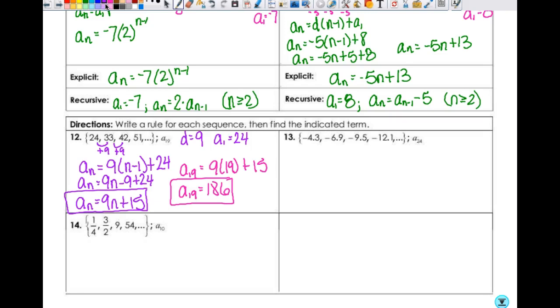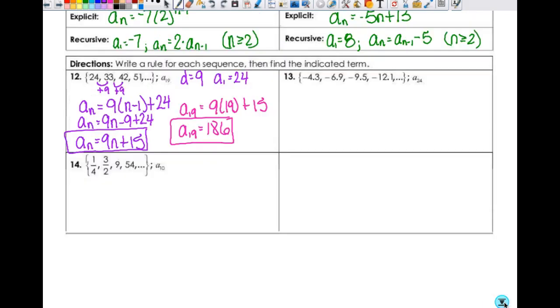Okay, number 13. We have to figure out again if it is arithmetic or geometric. So if I take negative 6.9 minus a negative 4.3, that gives me negative 2.6. Negative 9.5 minus a negative 6.9 also gives me negative 2.6, which means I have a common difference of negative 2.6. A1 is negative 4.3.